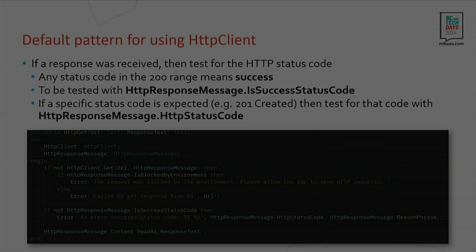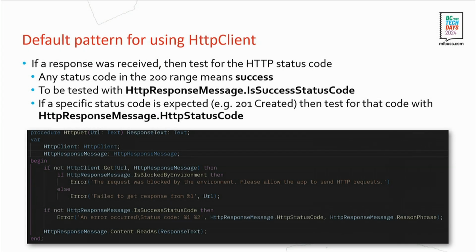There we go. Continue this one. So I just demonstrated you that basic pattern, and that is actually what you see here on the screen as well. And then finally, when you have a successful response, well, you can get the content out of the response message. The response message has a content property, which is basically an HTTP content object, and you can do a read as, and then read it as a text, or read it as a stream object if you have binary data.